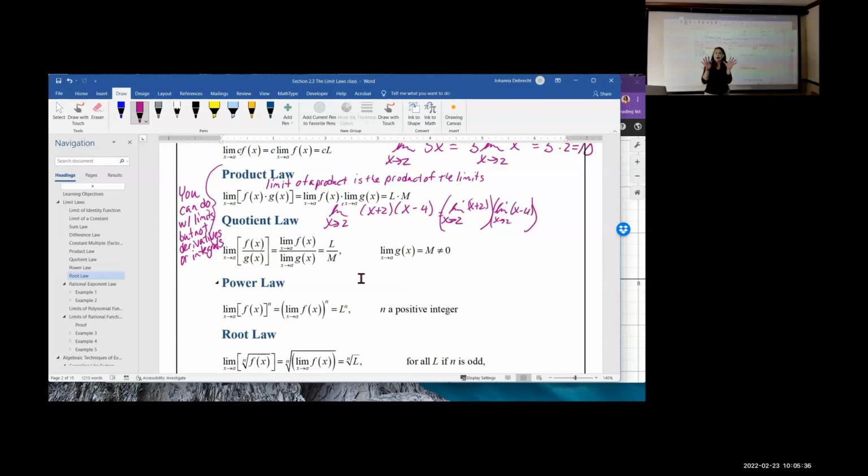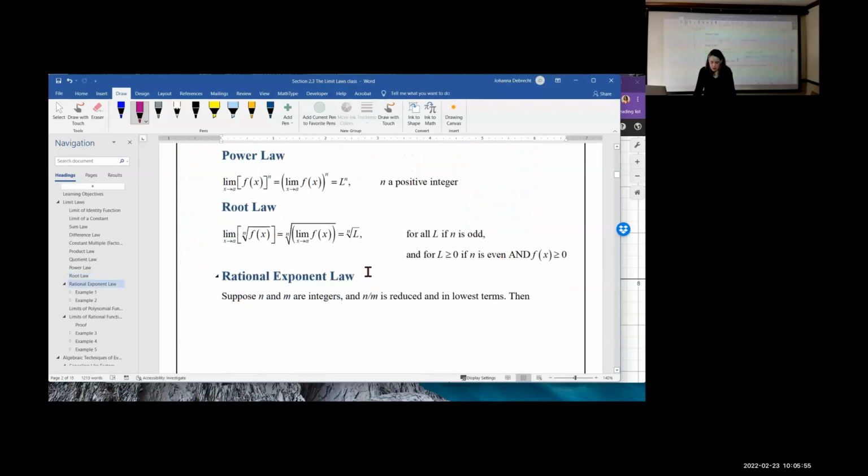Why? Because we made 10 assumptions to start all of math off. And one of the 10 was thou shalt not divide by 0. Therefore, it's not defined. We said we wouldn't do it, so we can't do it. We can't violate one of our own rules. All right. Okay. What about the power law?